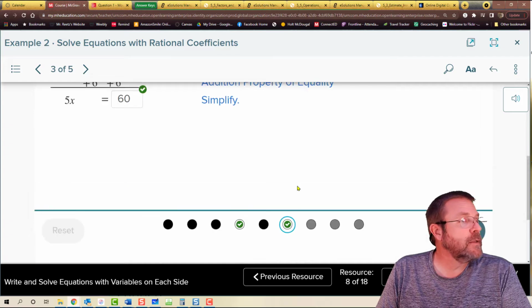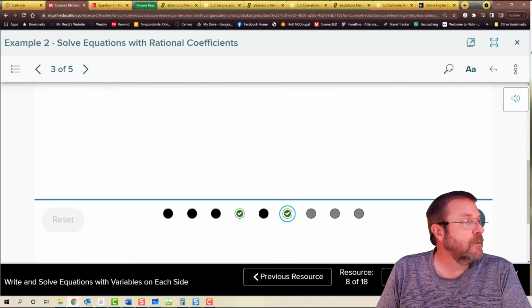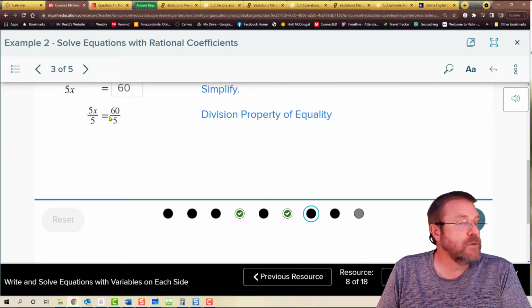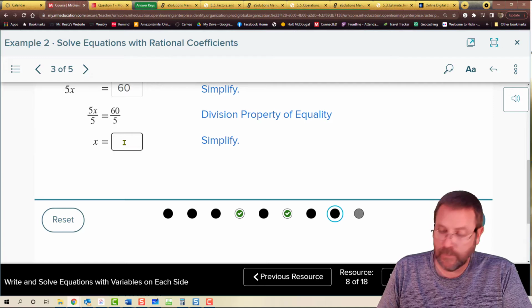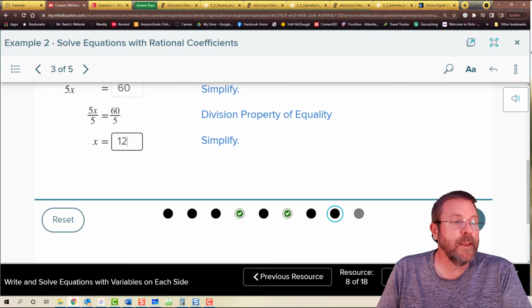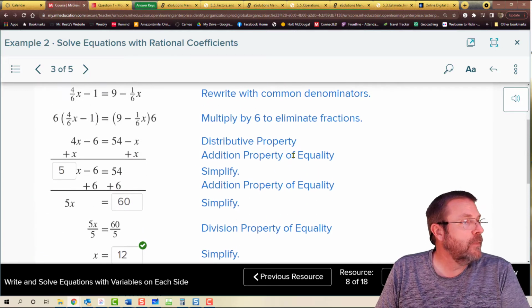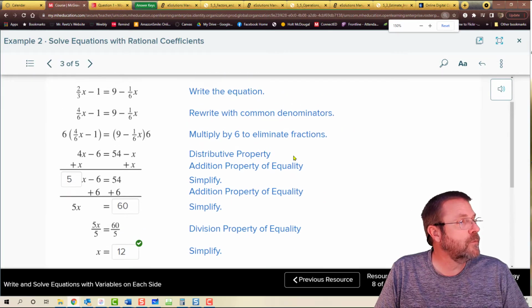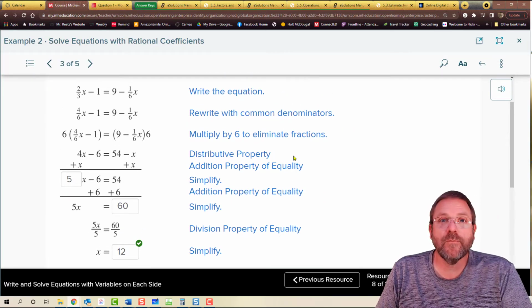And now we're going to isolate the variable by dividing by 5 on both sides. You can see it here finally. The 5 divided by 5 is 1, 1 times x is x, and 60 divided by 5, well, that's going to be a happy little 12 right there. And this right here is all the supporting work they did for that one.